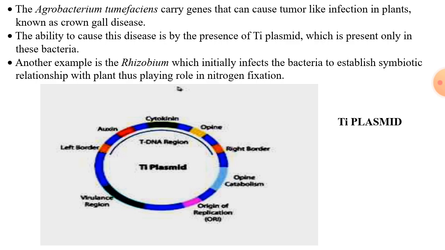Another example of plasmid-induced infection is Rhizobium. Rhizobium is a very popular bacterium in nitrogen fixation. This bacterium establishes a symbiotic relationship with the plant and aids nitrogen fixation, but primarily it infects the plant because of the presence of a plasmid. This infection lodges the bacterium into the plant, and later it establishes a symbiotic relationship with the plant.